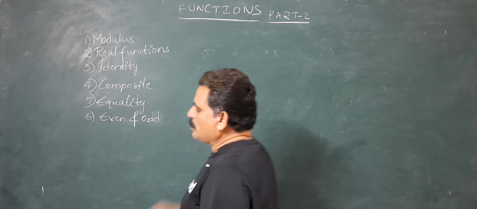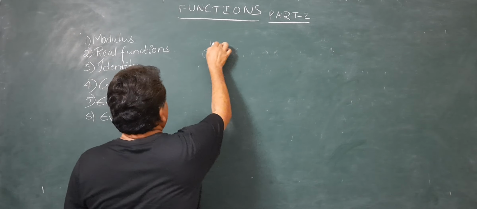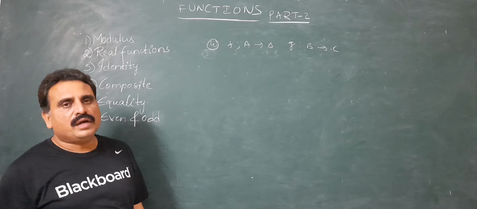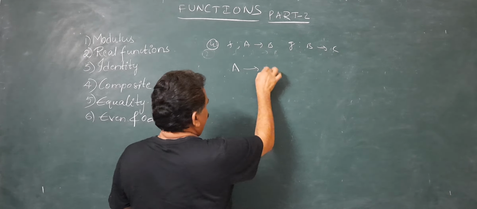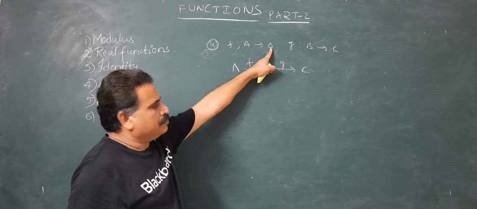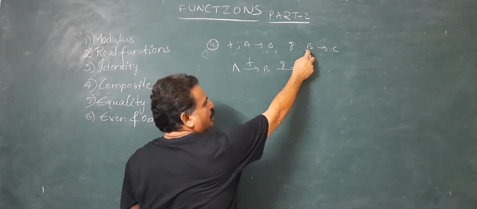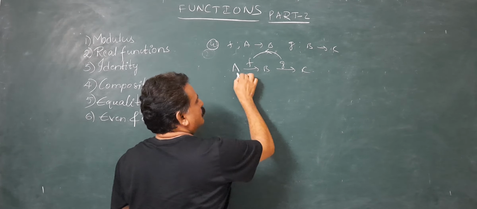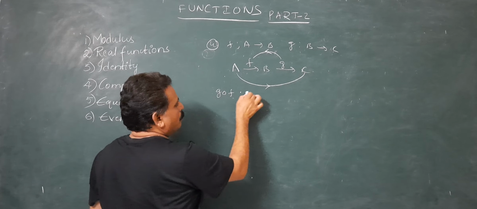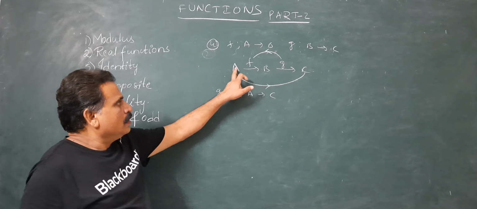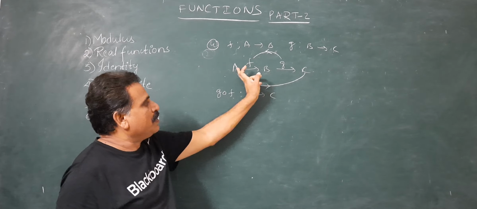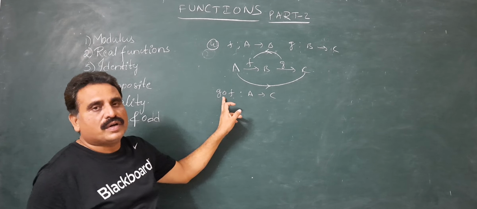F is a function from A to B and G is a function from B to C. The connection of these two functions is A to B, B to C. If the codomain of F is equal to the domain of G, then the composition exists from A to C. G circle F, that is the composition of F and G, mapping from A to C. Once again, A to B is a function F, B to C is a function G, G circle F maps from A to C. It is called the composite function.